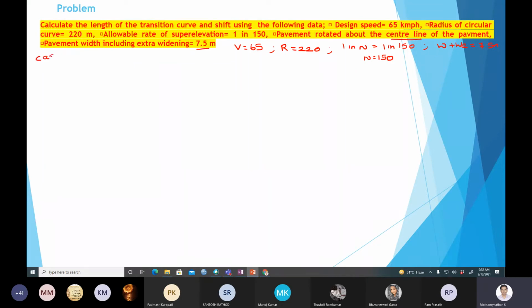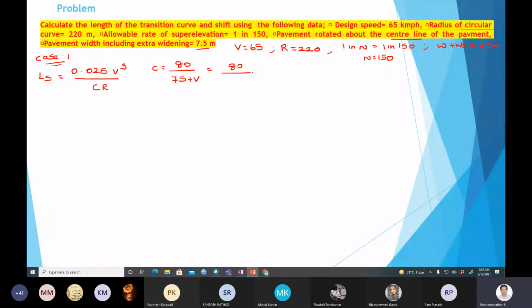Case 1: the length of the transition curve is estimated with respect to the allowable rate of centrifugal acceleration. That means the equation LS is equal to 0.0215 V cube divided by C into R. I have told that C is nothing but the allowable rate of centrifugal acceleration. It is given by a different equation, 80 divided by 75 plus V, and V is nothing but the speed.